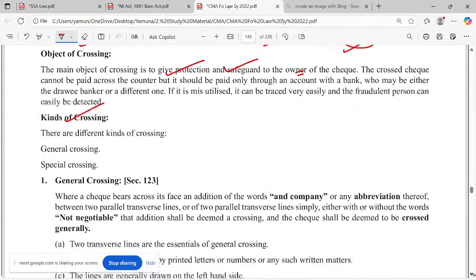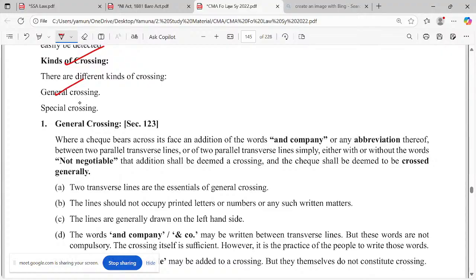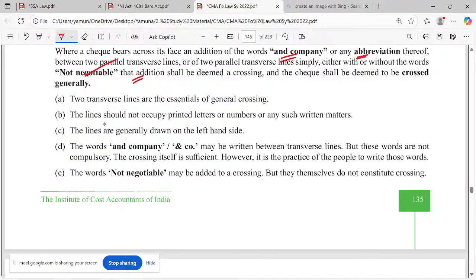Kinds of crossing: you have two major types, general and special. If you say general, probably you'll be writing in words like "and company" or any abbreviations will be given. "Not negotiable" may be considered as an addition, like a deemed crossing. Now line by line, probably you'll have two transverse lines, which should not occupy printed letters or numbers or any such matters, generally drawn on the left hand side.